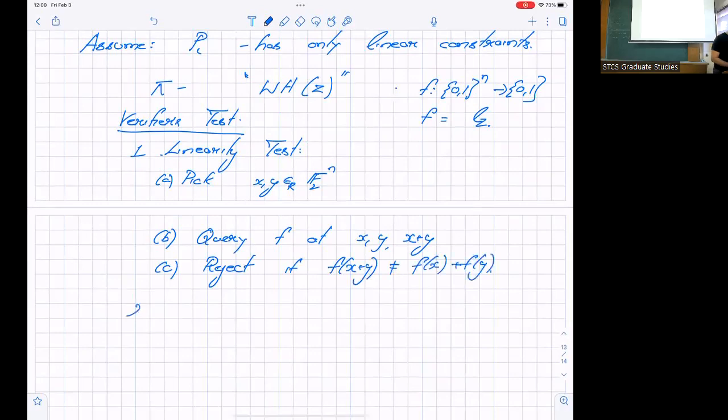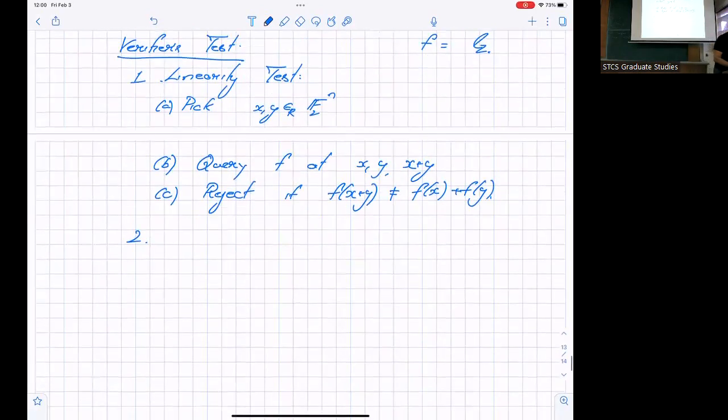So at the end of this, if the test is accepted, you know that the function f is actually close to a linear function. It's close to the Walsh-Hadamard encoding of some z. Now you need to check that z is actually a satisfying assignment to the circuit. So then you do this: now you do the circuit consistency test.